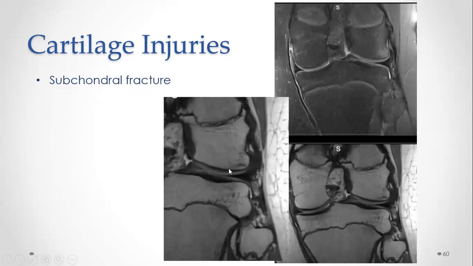Another pattern of cartilage injury is when the cartilage remains intact, however, the bone under the cartilage is fractured, and we identify that with a linear hypointense signal in the subarticular region associated with edema. So this is a subarticular fracture.